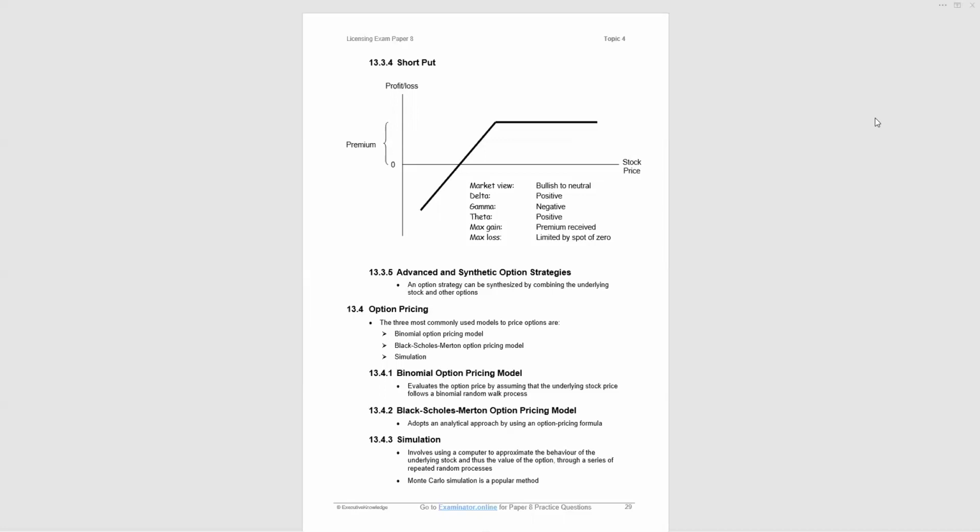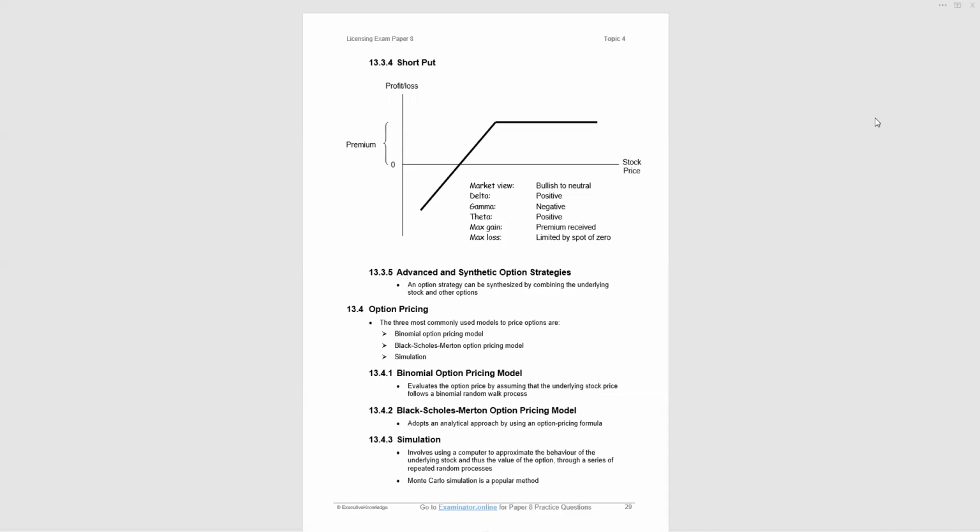Now, simulation, a popular method is Monte Carlo simulation. Now, here's the question I've seen. Which one of the following is not an option pricing model? And they will give you binomial option pricing, Black-Scholes-Merton model, simulation or Monte Carlo, and the capital asset pricing model. For some reason, that's the one they throw in. Capital asset pricing model is all to do with estimating required return on investment. It is not an option pricing model. So that little tip I will leave you with.